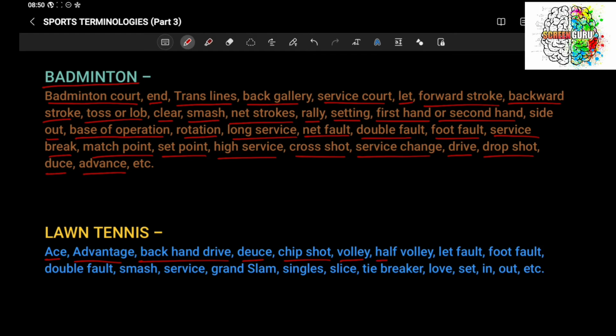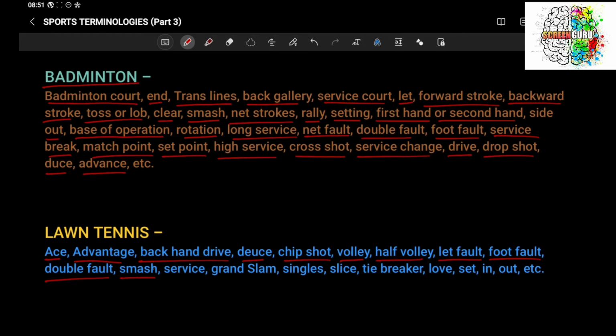Volley, again the same, half volley, let fault, foot fault, double fault. You can see that net fault, foot fault and double fault are similar to the badminton terminologies. So two or three games might have similar terms, okay? So in the exam they will take care that no particular option has the same terminologies repeated. But make sure you have a basic idea about it. Sometimes they may go wrong, so you better attempt it, because in that case you will get full marks for that particular question.